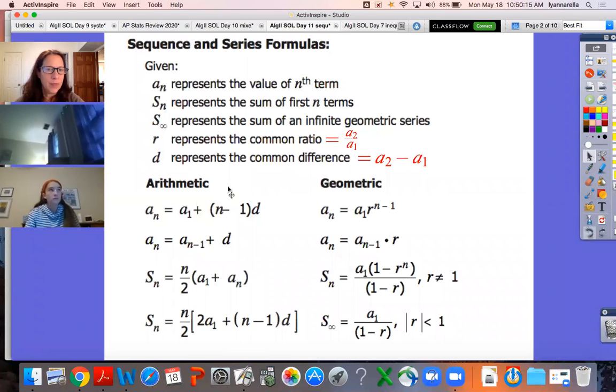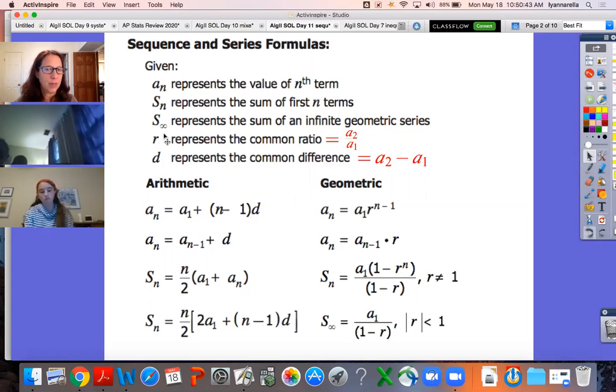So I'm going to leave this slide in there so you have the full list of formulas. And of course, you know that I uploaded the formula sheet way back when we did this. So if you want to go back to the chapter 9, you can find the formula sheet. Where a sub n represents the value of the nth term. So if you have a list of terms, a sub n is that term in the list from the beginning of the list towards the right side. S sub n is the sum of those first n terms.